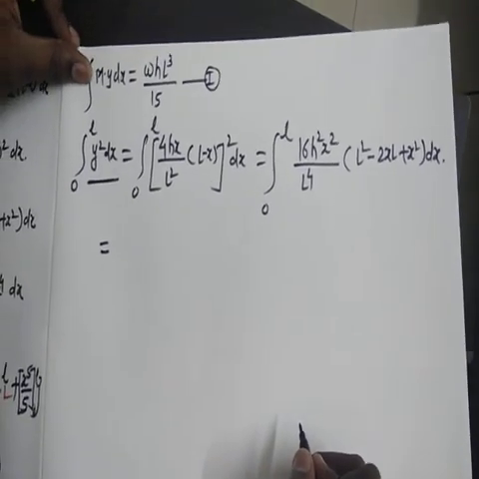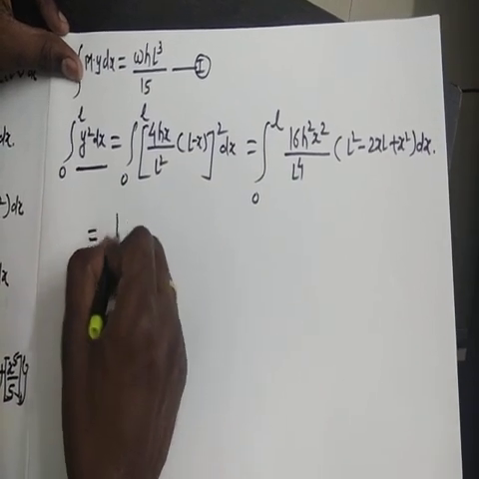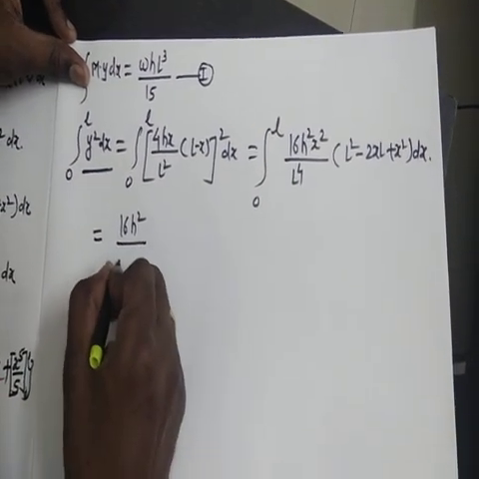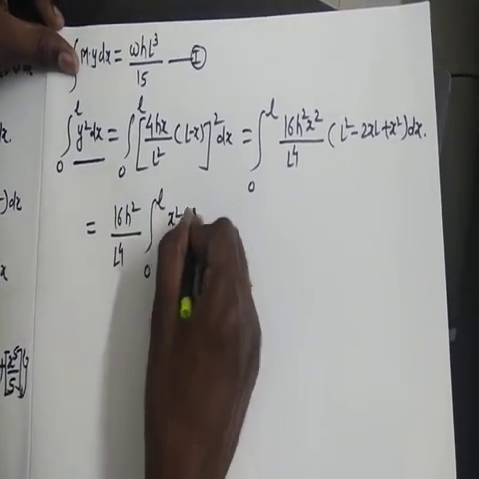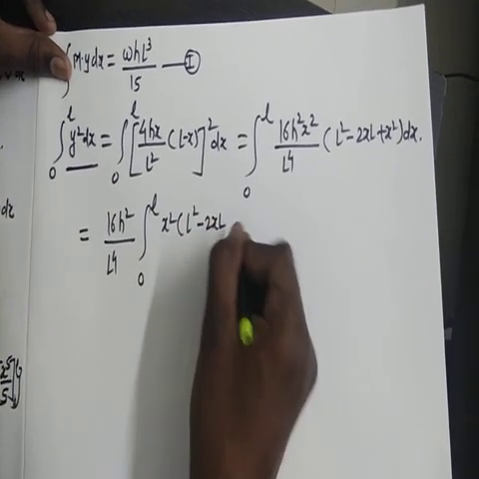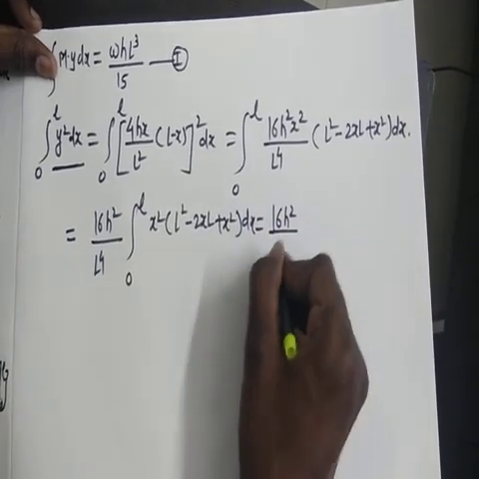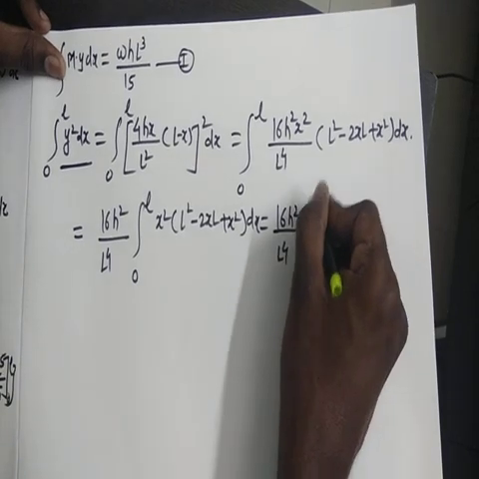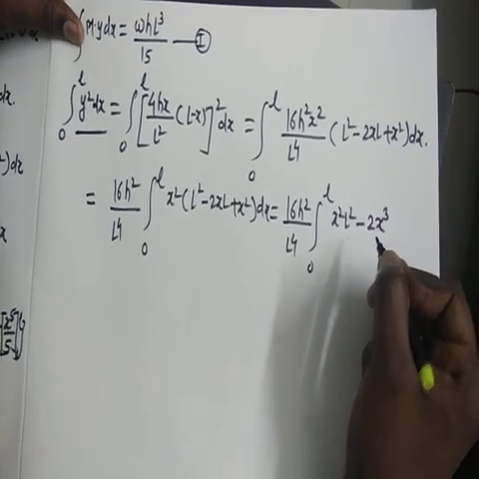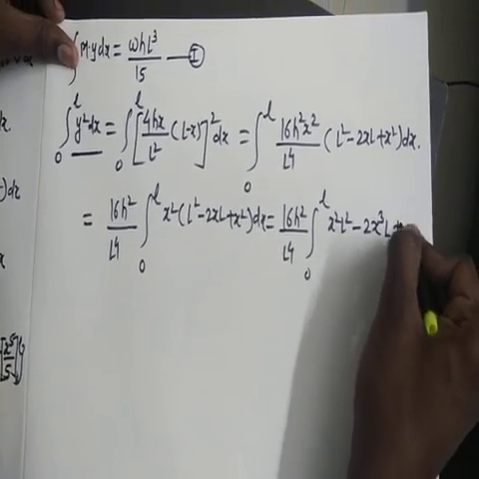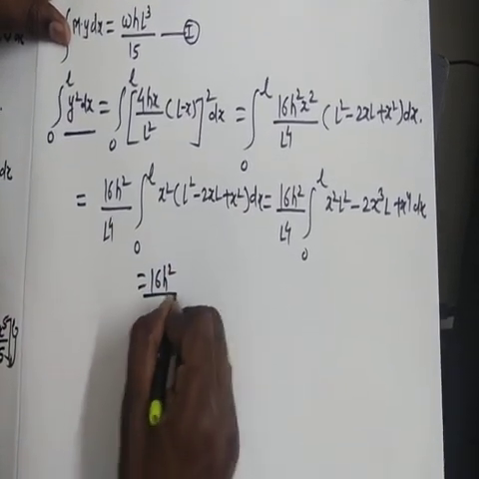Which is equal to, now the constant term outside the integration, so that will be 16h square by L raised to 4 outside the integration, and what we get, 0 to L x square into L square minus twice of xL plus x square dx, that is equal to 16h square by L raised to 4 integration 0 to L x square L square minus twice of x cube L plus x raised to 4 dx, that is equal to 16h square by L raised to 4.